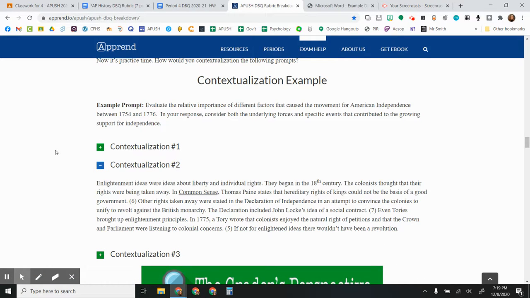Second: Enlightenment ideas were ideas about liberty and individual rights. They began in the 18th century. Colonists thought their rights were being taken away, in Common Sense, hereditary rights of kings, other rights taken away were in the Declaration, blah, blah, blah. And it's got some document things in here. Generally, your contextualization is not going to include anything with your documents in the DBQ. This contextualization example is as if someone just took as many things as they knew and just tried to throw them up against the wall to see what would stick. They don't really gel together. They don't really create a bigger picture. I'm not sure that I would give that a contextualization point.